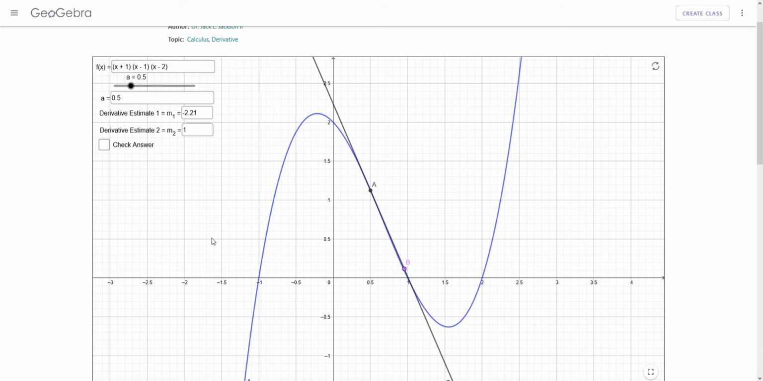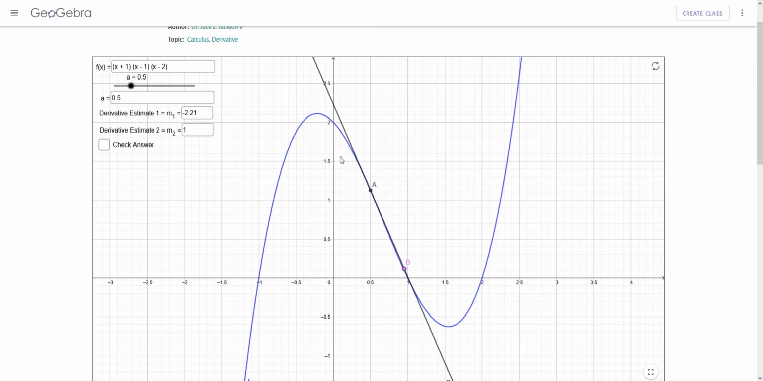Okay, method 2 is to use a symmetric difference quotient. So the symmetric difference quotient, you remember, is just to use the slope formula, but instead of trying to find a tangent line and do the slope from that, what we're going to do is the slope from 2 points nearby to this point A, one to the left and one to the right, equally spaced left and right.